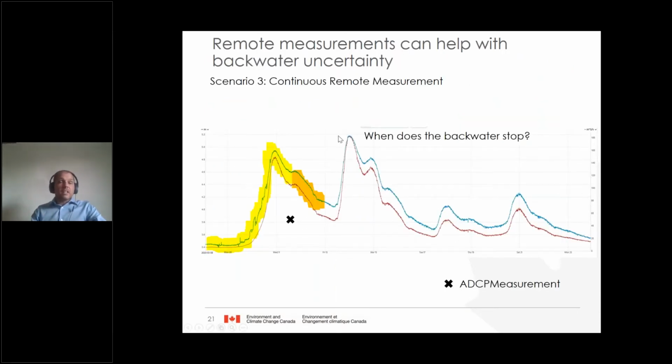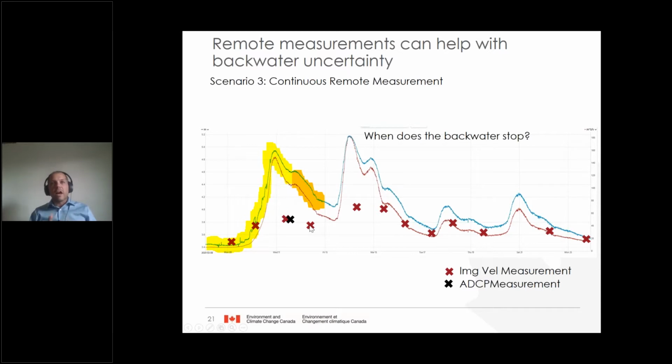So if we go back to that scenario I had at the start, we're asking the question, when does the backwater stop? We have that one discrete measurement from the ADCP that shows that there's backwater, but we don't know how far that should continue. Well, at this site, we've triggered videos each day from a fixed camera and done the image velocimetry analysis, and we got discharge from all those videos.